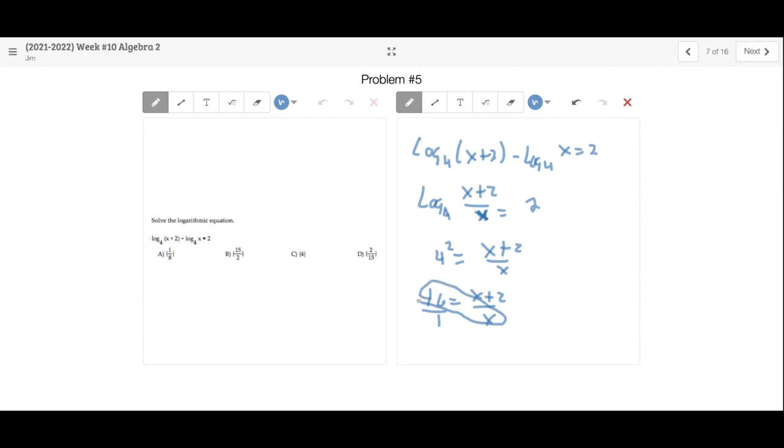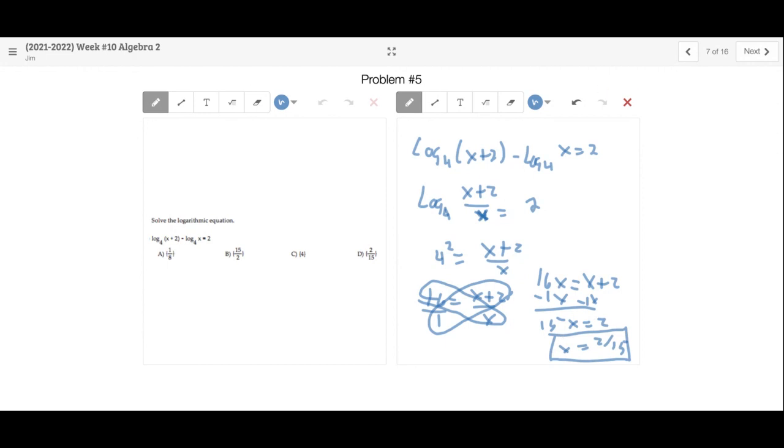So if I cross multiply, 16 times x gives me 16x. x plus 2 times 1 is x plus 2. So I just cross multiply. Subtract 1x from both sides. 15x equals 2. x equals 2/15. Awesome problem.